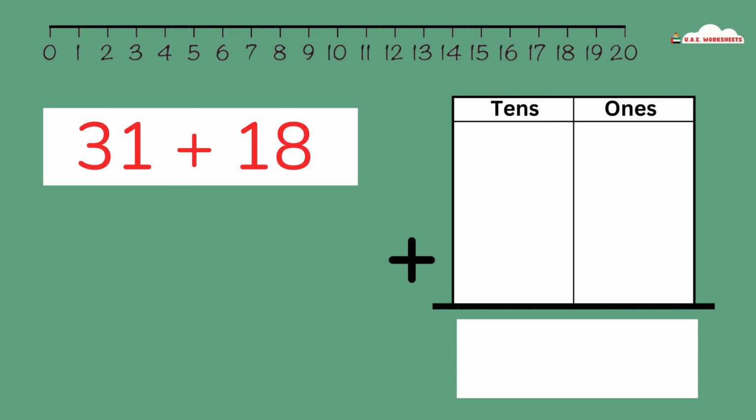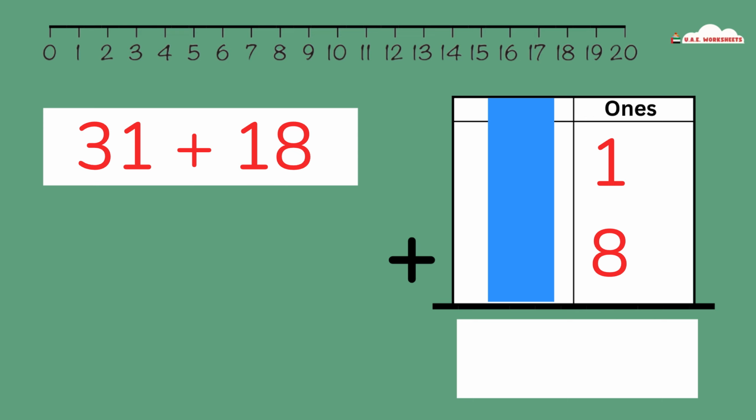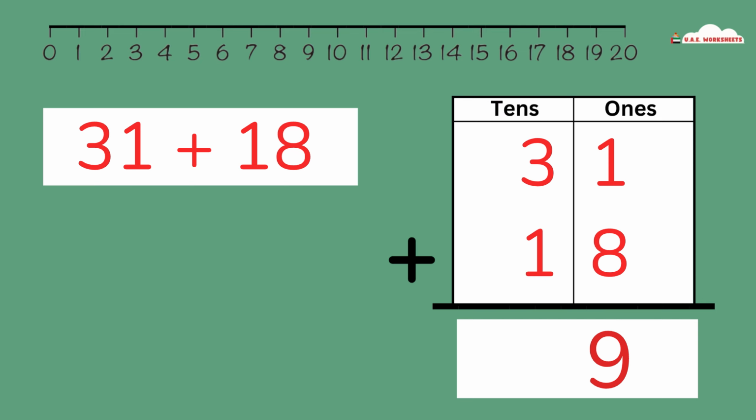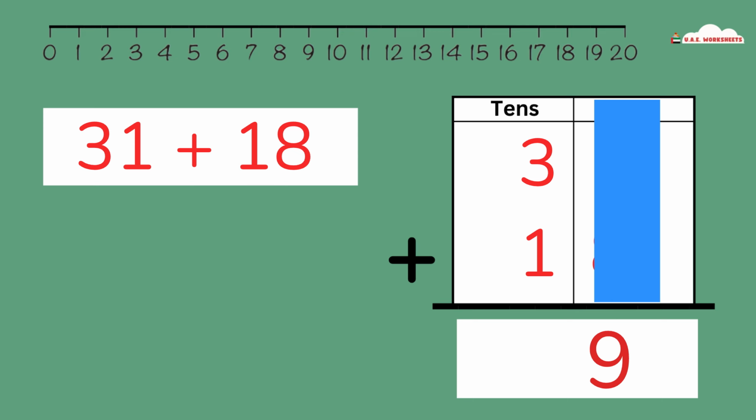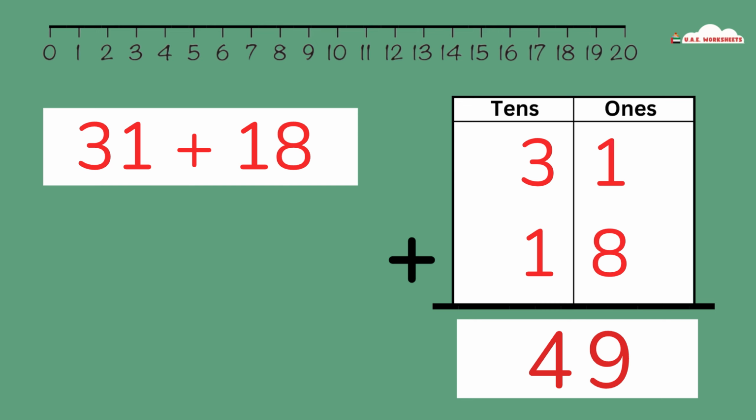Let's try 31 plus 18. First, cover up the tens column. In the ones column, 1 plus 8 equals 9. Write 9 at the bottom on the ones side. Now, look at the tens column. Cover up the other side to help you focus. 3 plus 1. 3 plus 1 equals 4, so write 4 on the tens side. The answer is 49. 31 plus 18 equals 49.